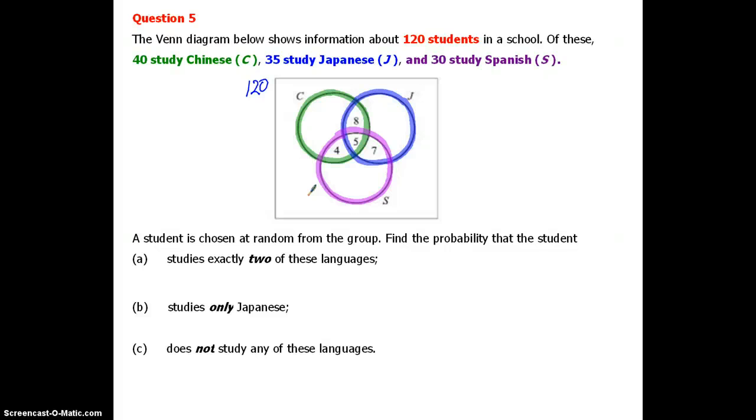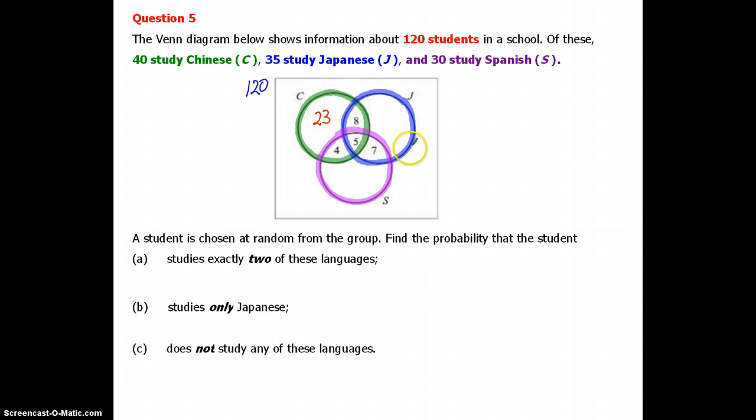We've got a blank area here. This is all the Chinese speakers, so we know we've got 40. So we need to take 8, 5 and 4 away from 40 and we're left with 23. So we've got 23 Chinese speakers only in this little part.